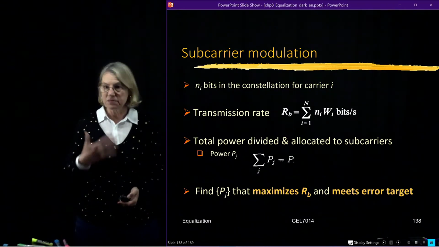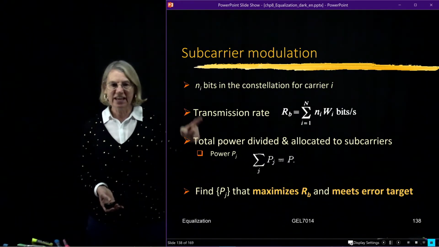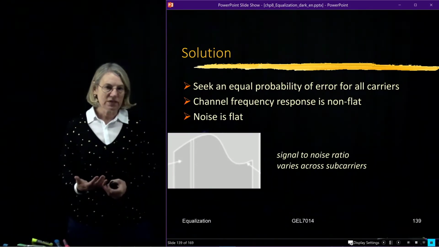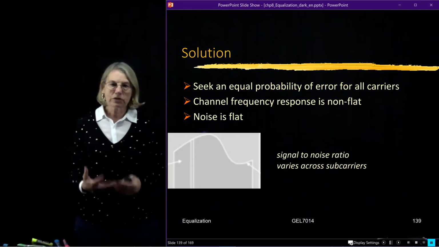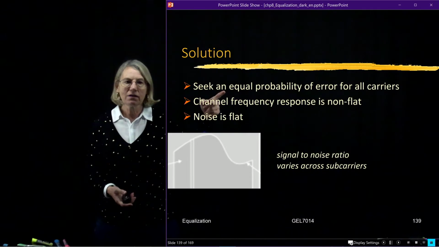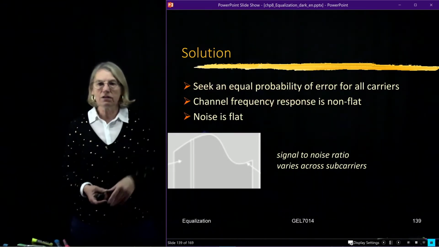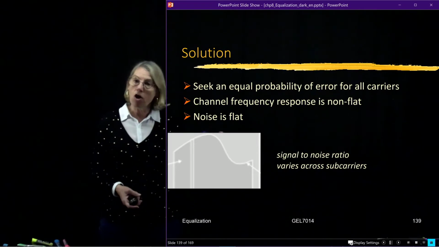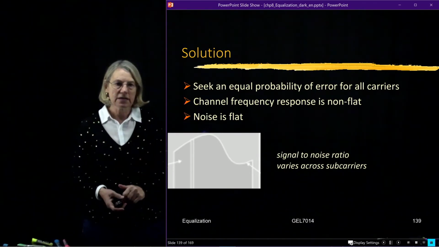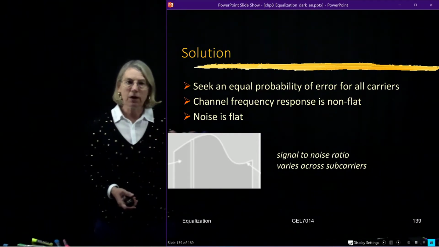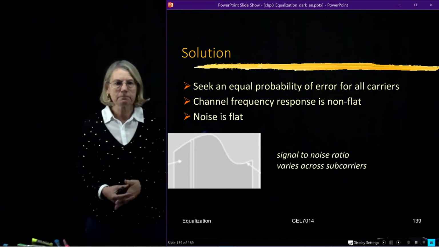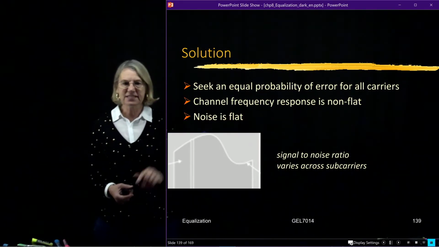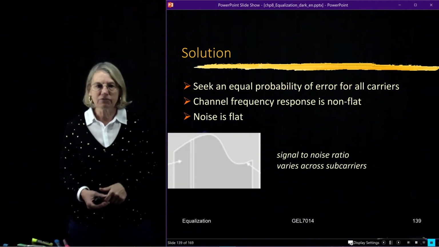And there are algorithms which let you go through and find for each N i what would be the appropriate P j. Now, how do these algorithms work? What is the concept behind them? In essence, we're seeking an equal probability of error for all subcarriers, because the total error probability is going to be dominated by whichever one has the worst probability of error. So if we keep them all the same, that's going to give us our best probability of error. So we're looking for a solution that gives equal probability of error across all of them. So how are we going to achieve that? Well, we know that the channel frequency response is not flat. So here is this curve where we can see some arbitrary frequency response.